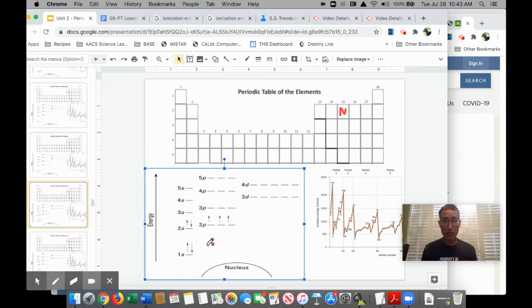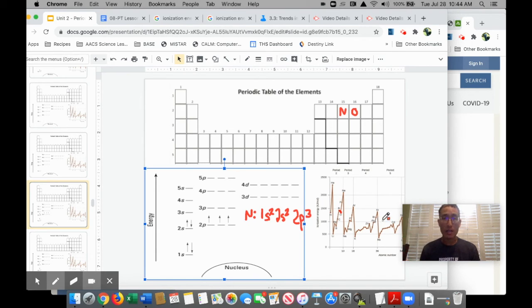The way we write our configuration for nitrogen: 1s2, then 2s2, but now we have 2p, and that is 1, 2, 3. We have 3 here. So 1s2, 2s2, 2p3 is our configuration for nitrogen. Then if I move to oxygen, the very next element, we can see there's a tiny little dip right here between nitrogen and oxygen in how much energy it takes to remove that electron.